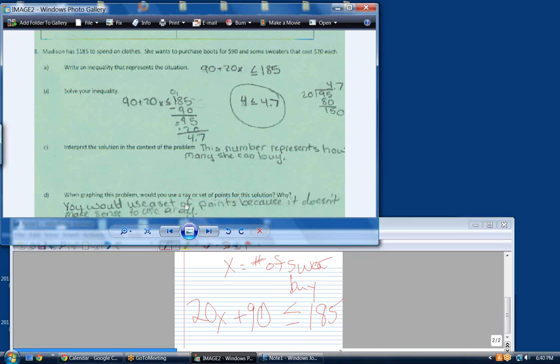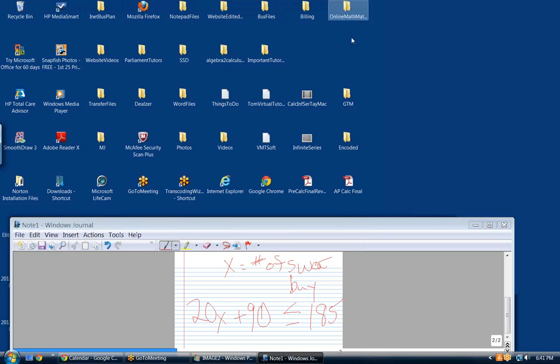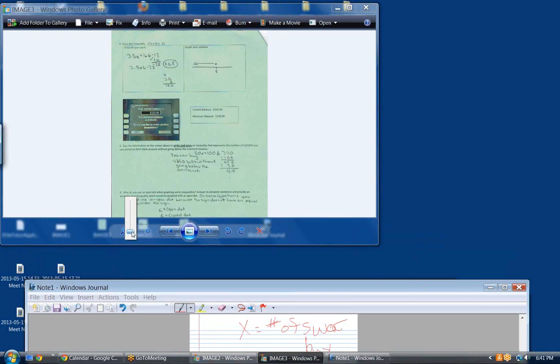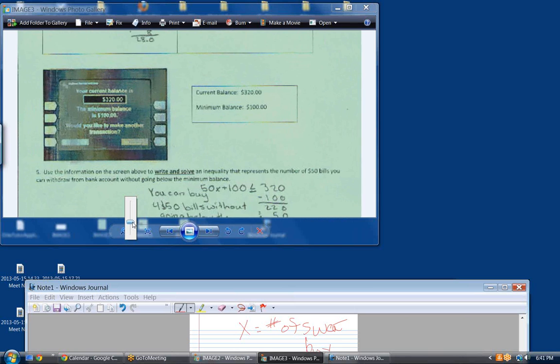And that's what I would put in an explanation. An explanation that says it doesn't make sense doesn't really explain it. You can't merely say you would use a set of points because it doesn't make sense to use a ray. An explanation would be: because we have to come up with whole numbers as answers, we would use a set of points instead. And you can't buy negative numbers of sweaters. That's the other thing about rays, they would cover negative numbers. And in our problem, we didn't have negative numbers, and we couldn't have fractions either.